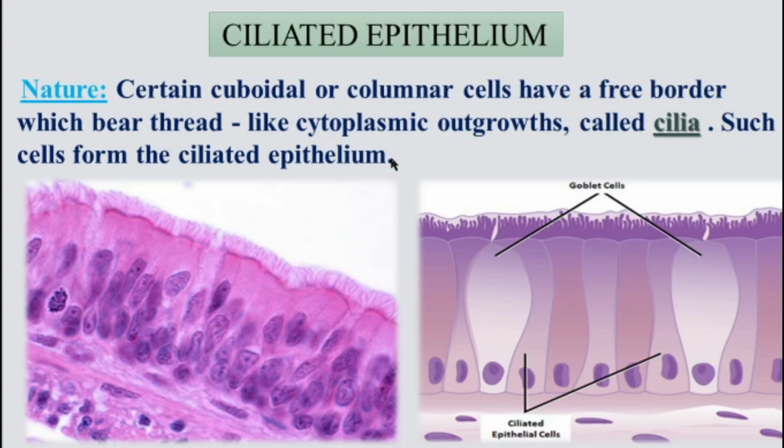Such cells, certain cuboidal or columnar cells with thread-like outgrowths from the cytoplasm, which are called cilia, form the ciliated epithelium.